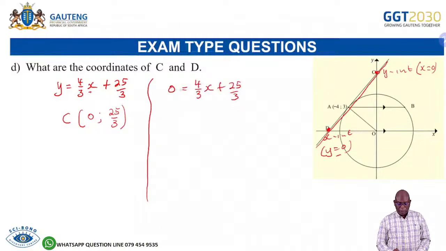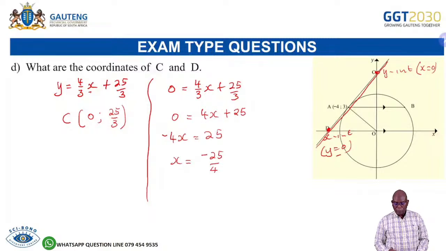If I multiply throughout by 3, I'll get 0 equals 4x plus 25. Right? Then from there I want to make x the subject of the formula. So my x will be equal to negative 25 over 4. And I can leave my answer like that, or I can just say it's minus 6 and 1 over 4. Okay, so that is my value of x on that.